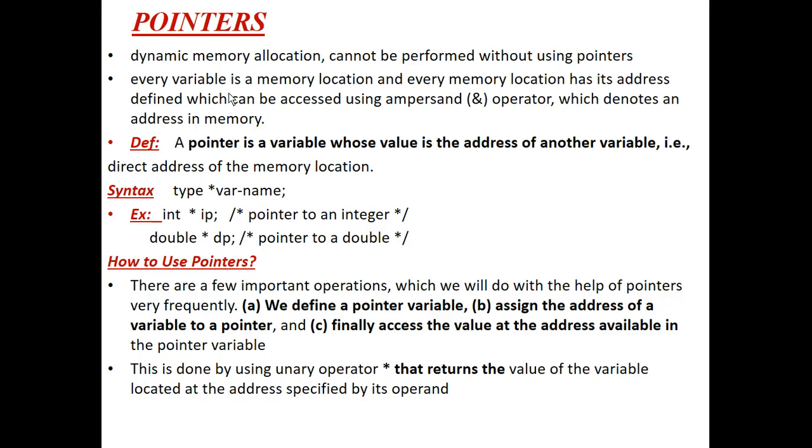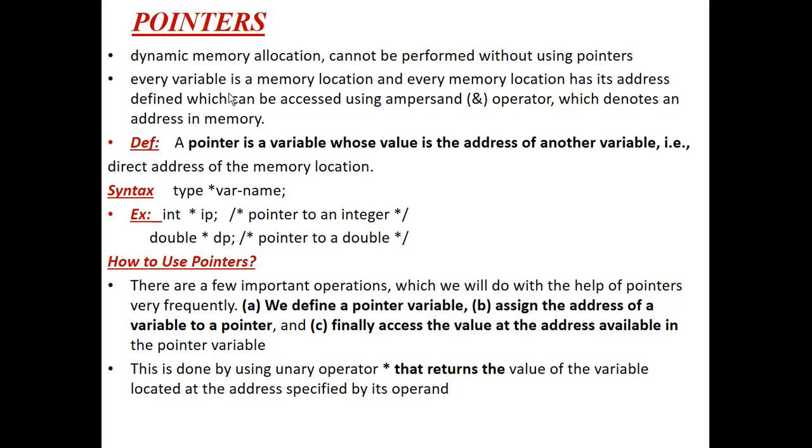Now let's see the definition of a pointer. What is meant by a pointer? A pointer is a variable whose value is the address of another variable. The address of another variable means the direct address of a memory location. So a pointer is a variable which holds the address of a direct memory location.